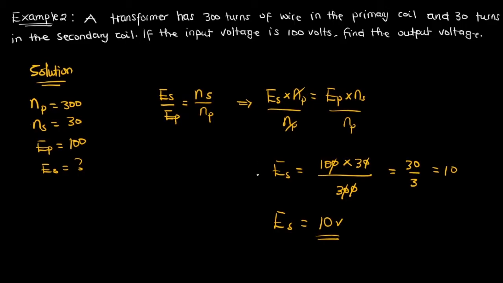And like I said, the output voltage is smaller than the input voltage. It's 10 to 100. So it is a step down transformer, like I said, and this proves that my answer is indeed correct. All right, let's have a look at one final example.